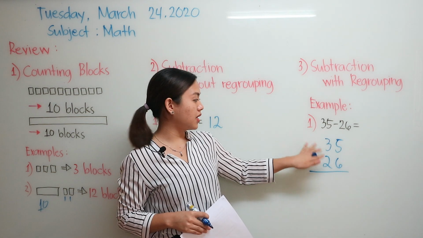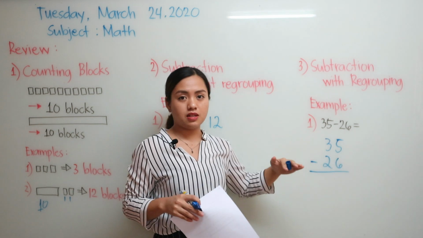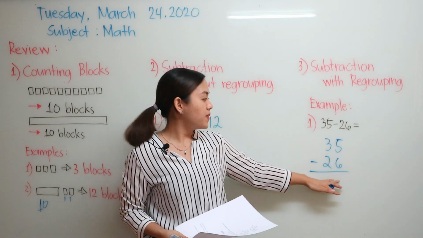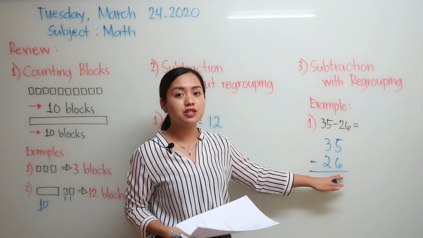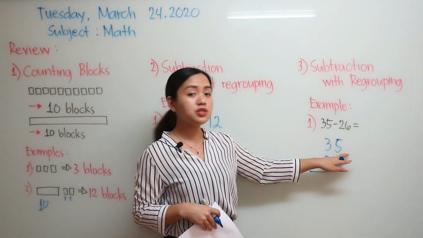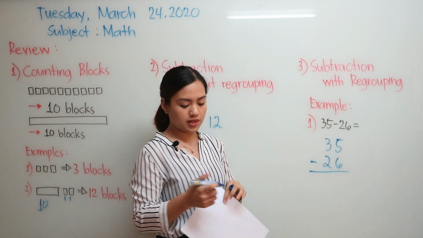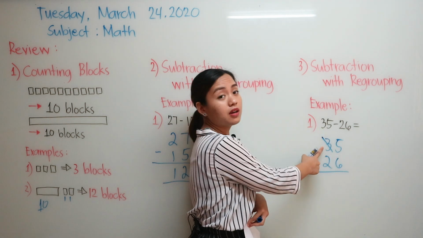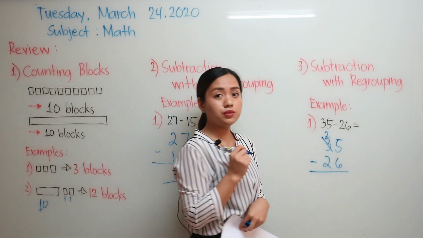Next, we are going to look at the numbers. The numbers on top should always be greater than the numbers at the bottom in order for you to subtract normally. But in here, we have 5 is lesser than 6. So it means that you are going to regroup the number in order for you to subtract. So in order for you to do that, you have to borrow a number from the next place value, which is number 3. In order for you to do that, you have to minus 1 here. So 3 minus 1, it becomes 2.